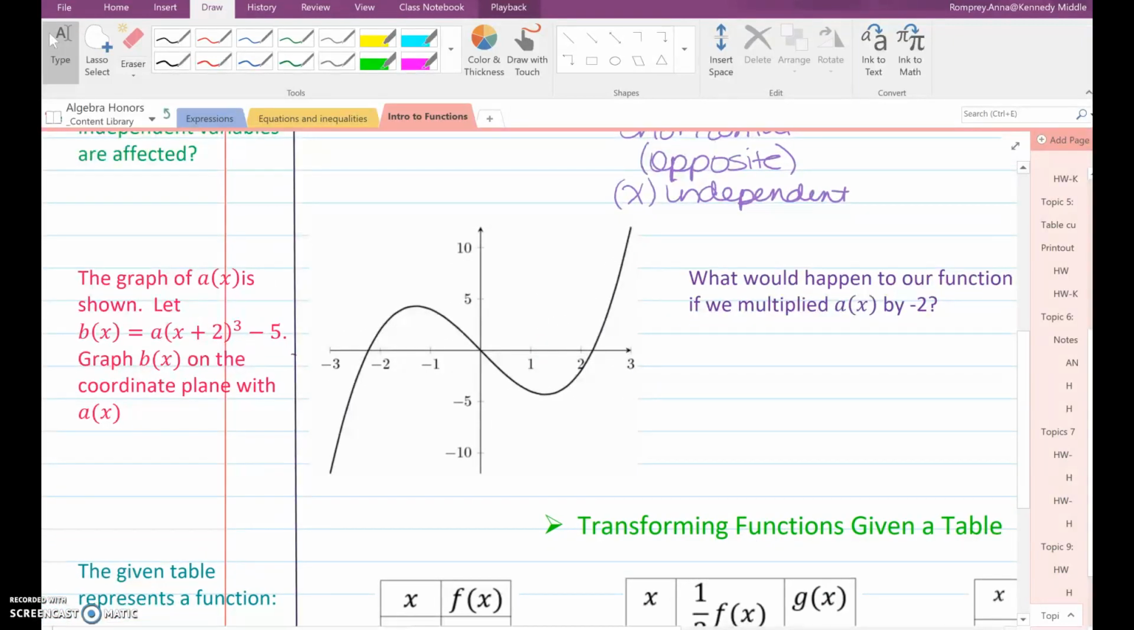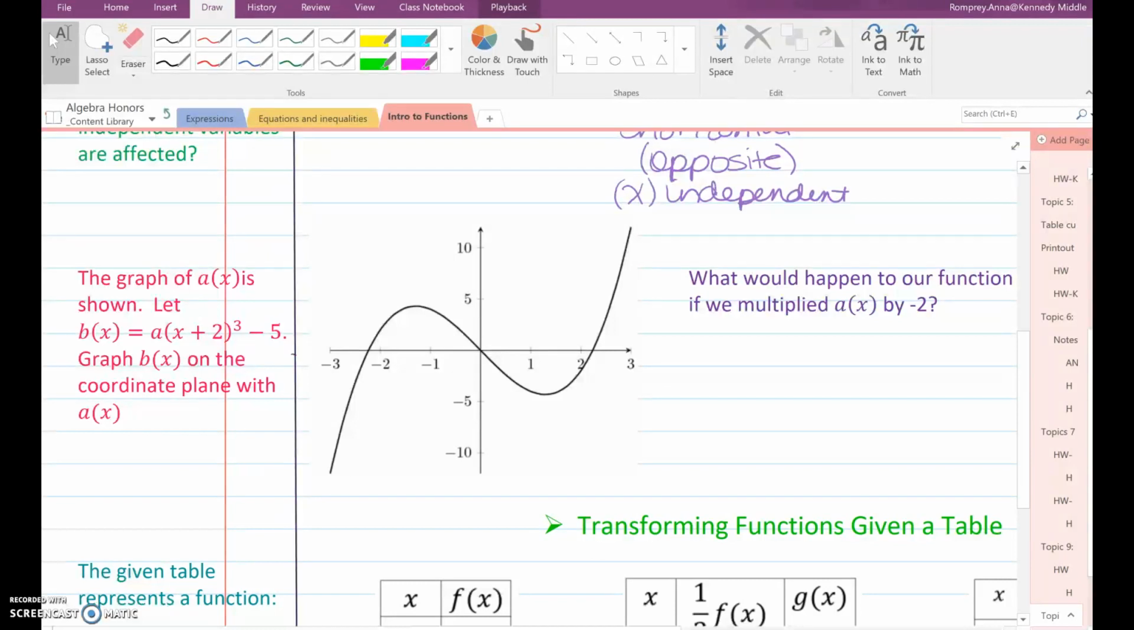So it says the graph of a of x is shown. Let b of x equal a of x + 2 cubed minus 5. This is a cubic function. It's got that S kind of shape to it. And it wants us to graph b of x.